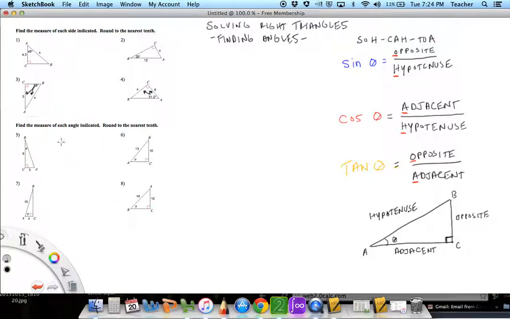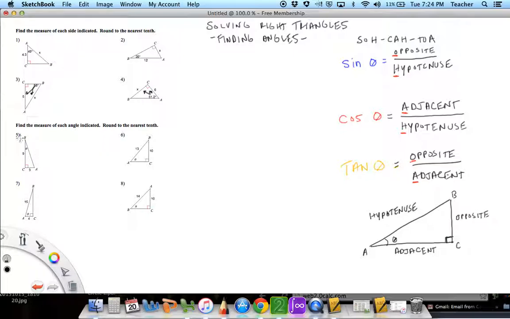And so what we have here is: find the measure of each angle indicated. You're going to use the same tools and the same methods of finding which tool to use that we did on finding the side length. It's just that we're going to use a slightly different method here to get the angle by itself.